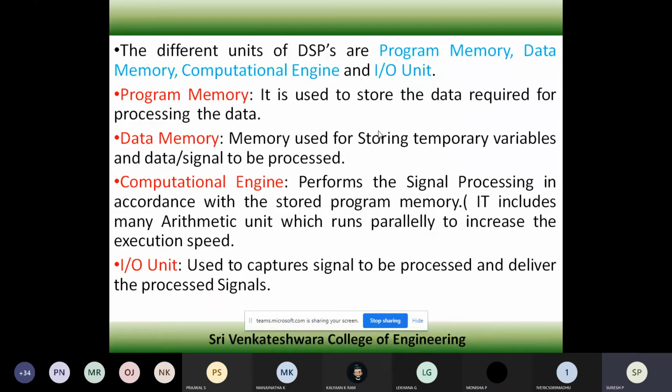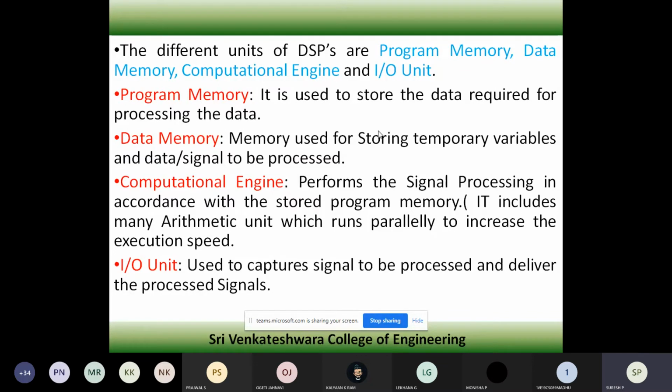The program memory is used to store the instructions required for processing the data. Data memory is memory used for storing temporary variables and data which is required by the processor. Next is the computational engine. As the name indicates, computation means we have to process the data. DSPs are mainly used in signal processing applications.